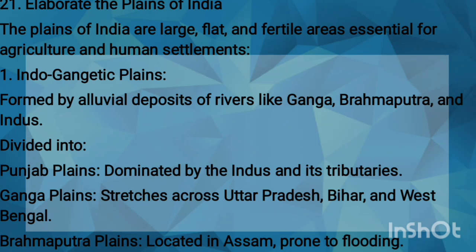Explain the plains of India. The plains of India are large, flat, and fertile areas that are crucial for agriculture and human settlement. The Indo-Gangetic plains, formed by the alluvial deposits of rivers like the Ganga, Brahmaputra, and Indus, are divided into the Punjab plains, dominated by the tributaries, the Ganga plains stretching across Uttar Pradesh, Bihar, and West Bengal, and the Brahmaputra plains in Assam, which are prone to flooding.